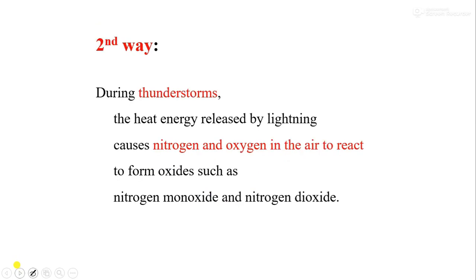Second way is thunderstorm, sky lightning. Sky lightning releases energy in a very huge amount, and that energy can break the bond between nitrogen molecules and oxygen molecules. Then these single or free radicals of nitrogen and oxygen combine together to form nitrogen monoxide, and after that nitrogen monoxide oxidizes to nitrogen dioxide.